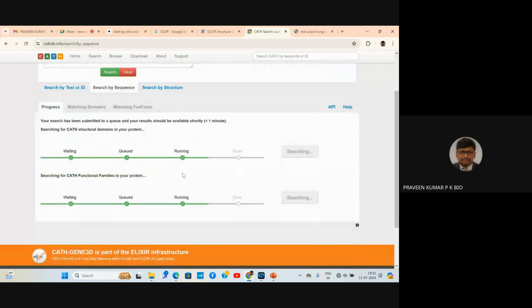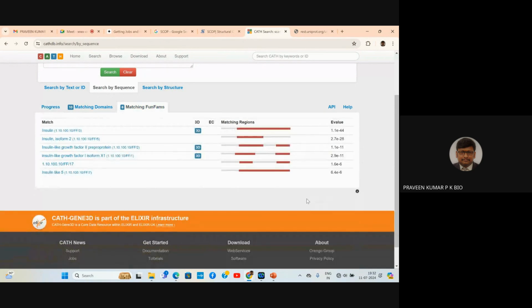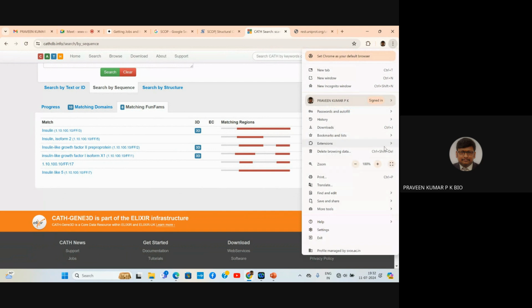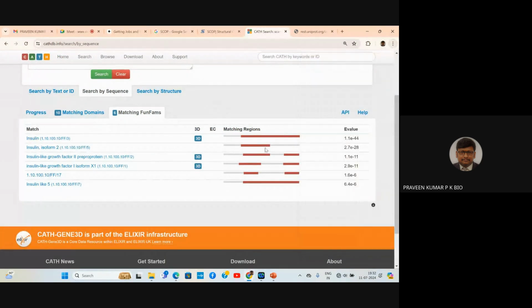If you click search, you get some kind of matches. So this is CATH structural domains. This is CATH functional families. For CATH structural domains, we initially got 10 matches. But related to functional families, you can find 6 matches. Whether you want domain or family matches, if you want family matches, click here. So you get some information on that. Okay, you get information on the family matches.